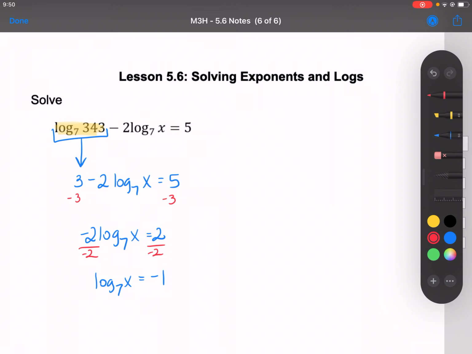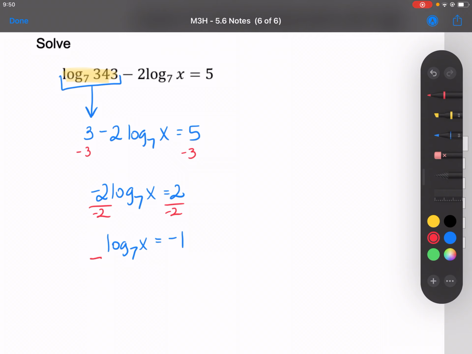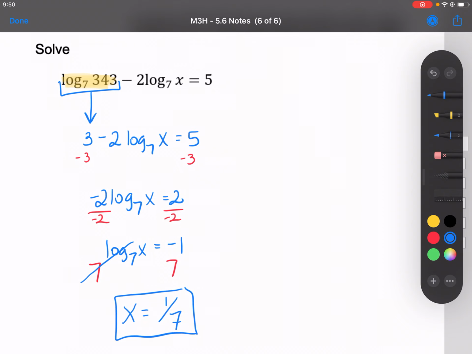And then the last thing we need to do is get rid of the log by applying the inverse to both sides. So I'll do base 7, so that will get rid of this log base 7. So we have x equals 7 to the negative first, or 1/7. And 1/7 is greater than 0, so it's not going to make our argument 0 or less than 0, so we are good to go.